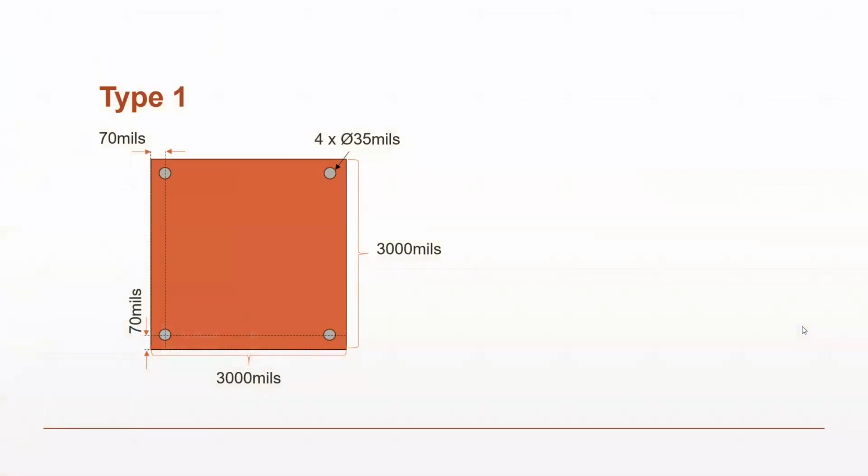Now we will try to create a type 1 PCB board shape. The board that we will be creating looks like that. It is a size of 300 by 300 mils, and then there are 4 cutout holes at each corner.